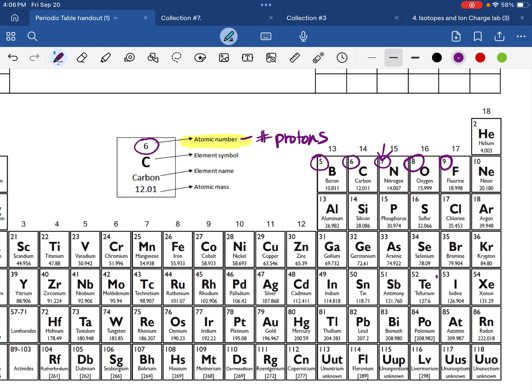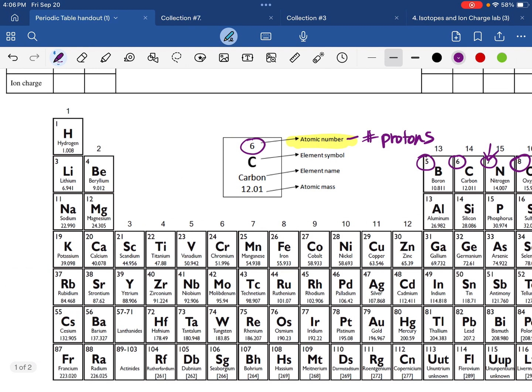So we just had one where we identified it had 3 protons, so that's going to be a small element. That's going to be lithium.